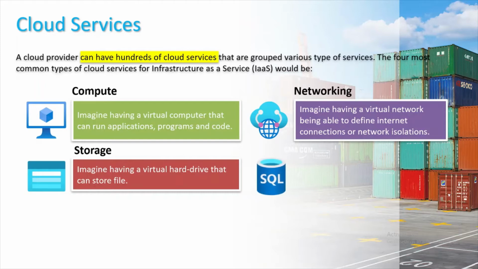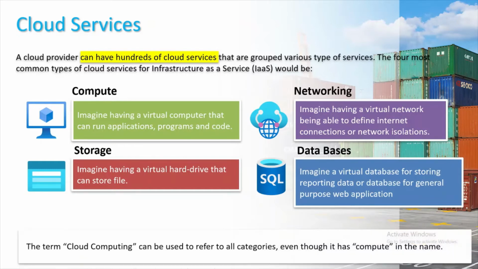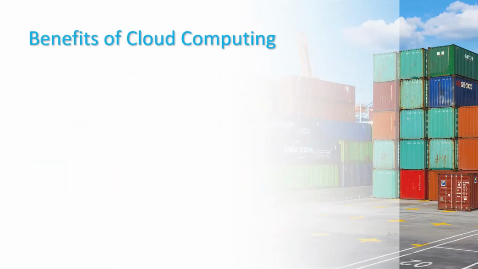And next, the core part, you have databases. Most apps, and enterprise apps especially, need databases. So imagine you have a virtual database that services consume and retrieve data from. And these are the core terms I've used. But the term cloud computing can be used to refer to all categories, even though it has compute in the name. So it's not about just compute. It's all about everything that your application needs in order to be deployed and used by customers 24/7. So what are the benefits of cloud computing?